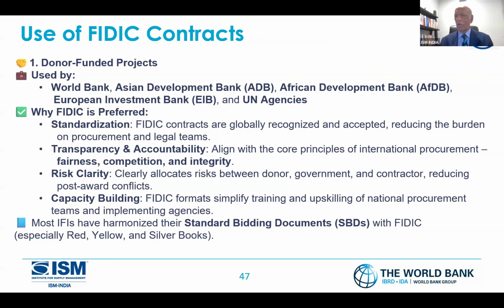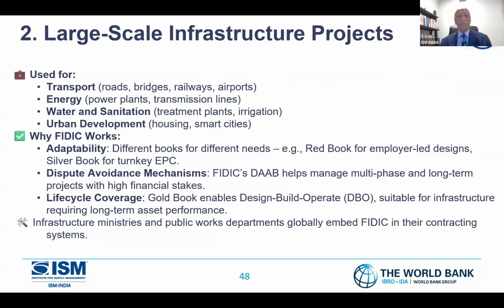Use of FIDIC contracts in donor-funded projects. It could be any one of them. FIDIC is preferred for standardization, transparency, risk clarity, and capacity building. So you do have SBDs, but I think FIDIC outbeats that, particularly for high-value ones. Large-scale infrastructure projects: transport, roads, bridges, railways, airports, where each contract is more than $10 million, I'm sure. Energy: here also, when the project is more than 10, 15, 20 million, then FIDIC comes in.